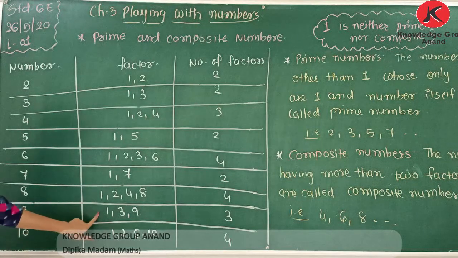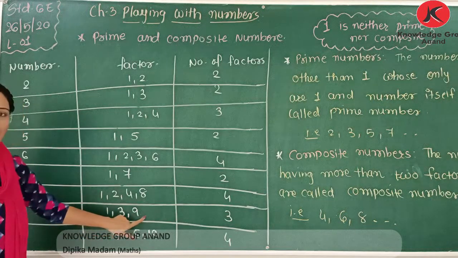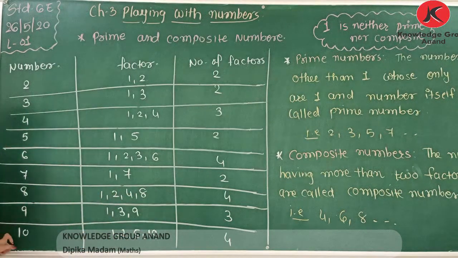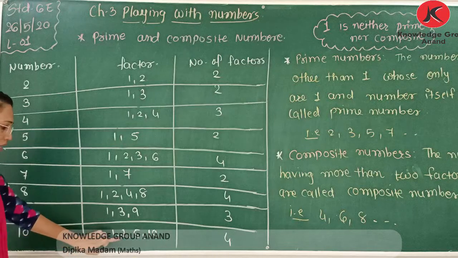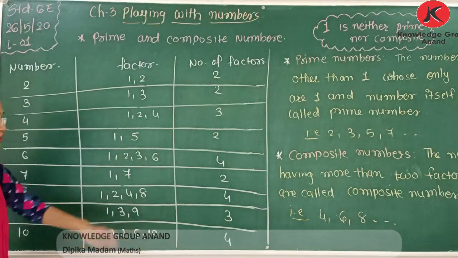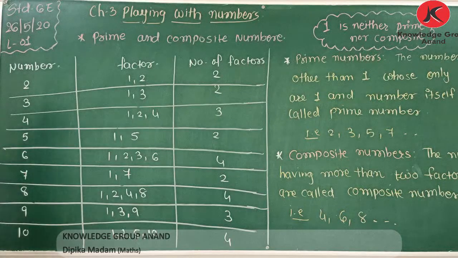9, 1 and 9, 3 and 3, and 9 and 1. So number of factors for 9 is 3. For 10, 1 and 10, 2 and 5, 5 and 2, and 10 and 1. So number of factors for 10 are 4.